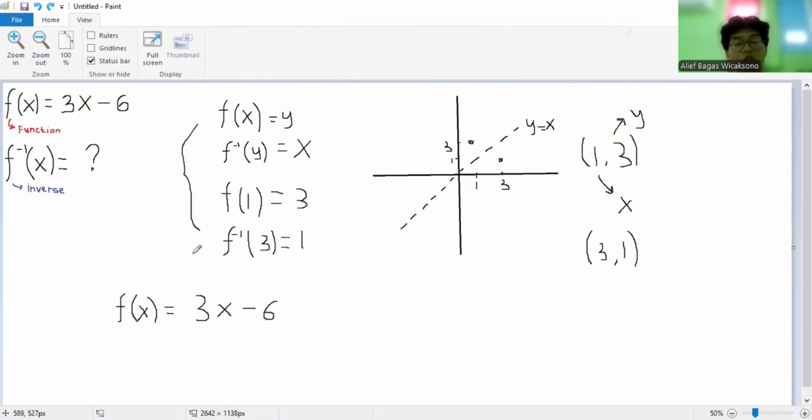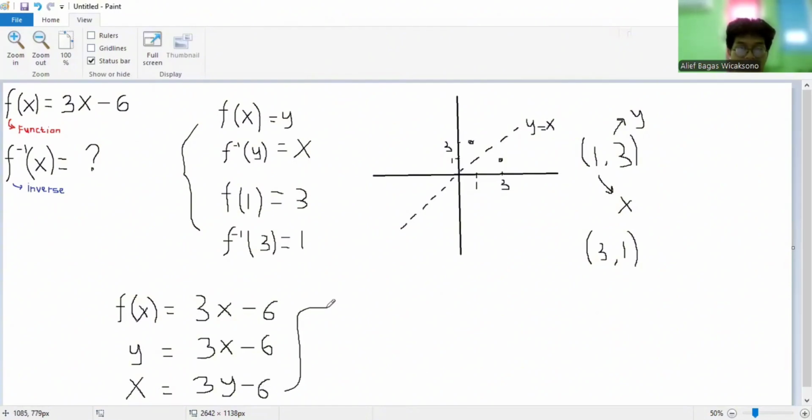Now when we want to find the inverse of this function, we can do it step by step. First step, this f of x we can change to y. So y equals 3x minus 6. And then we swap, or reverse, the value of x and y like I did. So in this way we replace y with x, and this x we replace with y, giving x equals 3y minus 6.